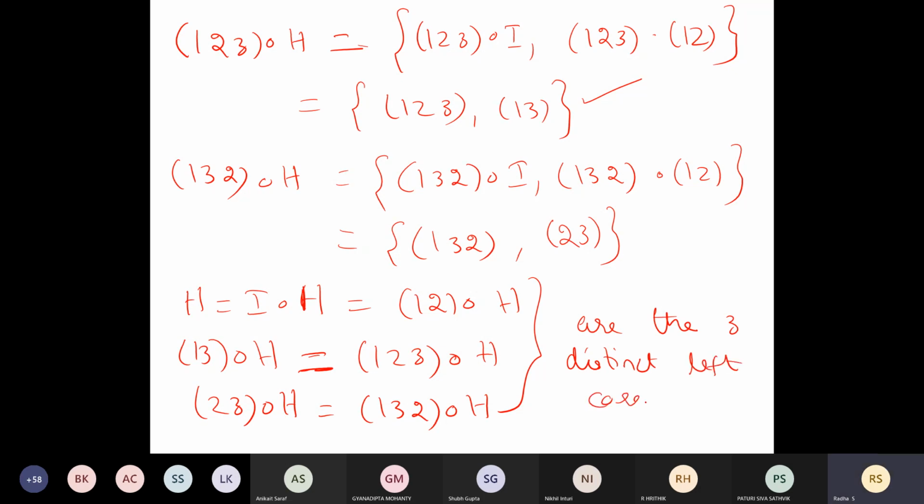But if you find the right cosets, you may not see the same partition. It will be different. Maybe you can take that as homework: check whether left cosets and right cosets are the same. They will be the same only if the operation is commutative, that is, the group is abelian. Both mean one and the same. Clear?